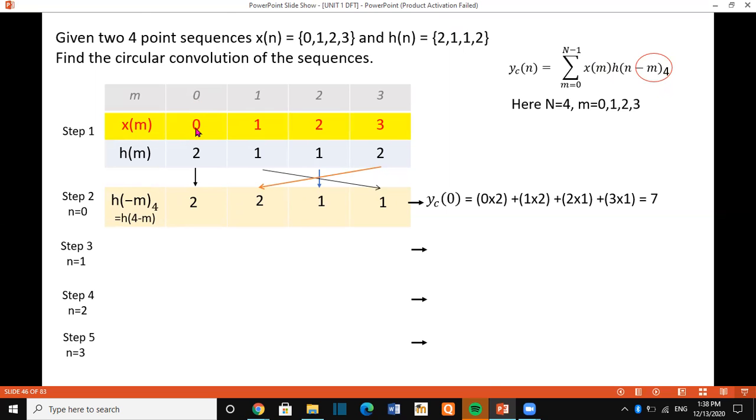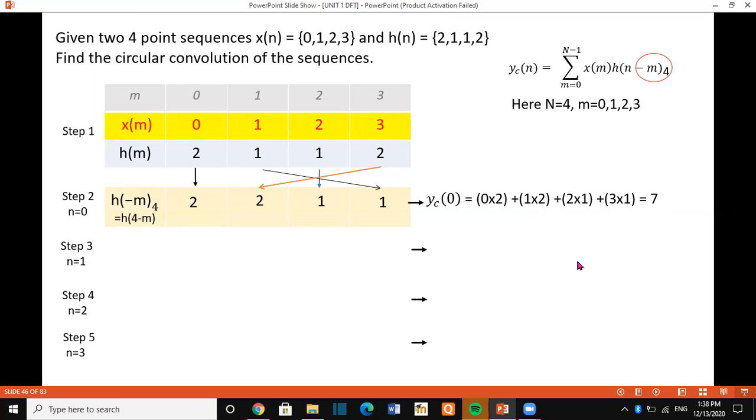So first see this x of m multiplied by h of minus m modulo 4. You will multiply 0 with 2, and then you will multiply 1 with 2. Again multiply 2 with 1, and again multiply 3 with 2. Since there is a summation sign, we add all these product values, and what we get is 7.